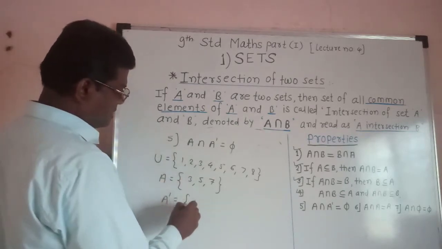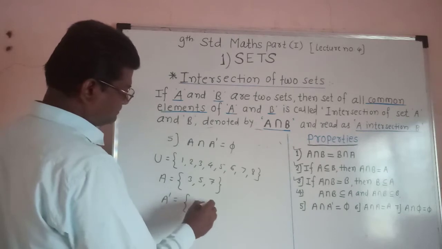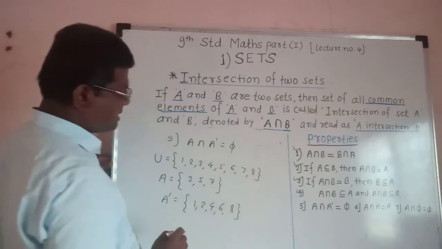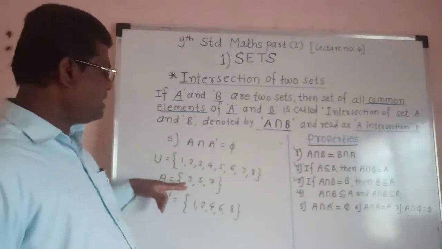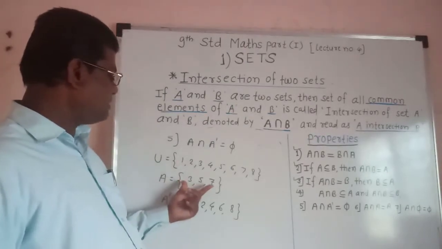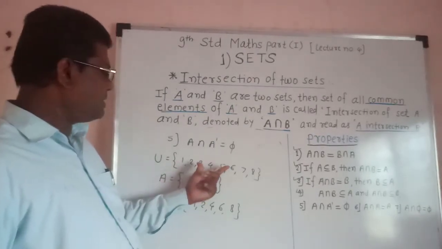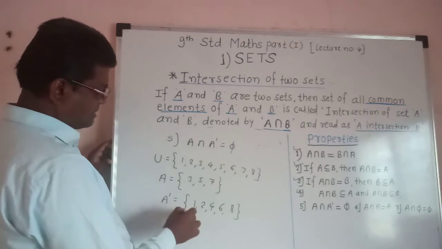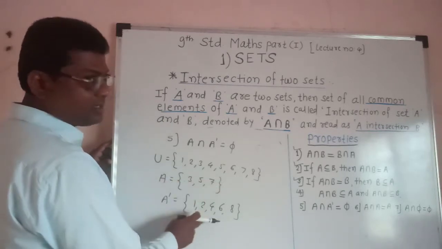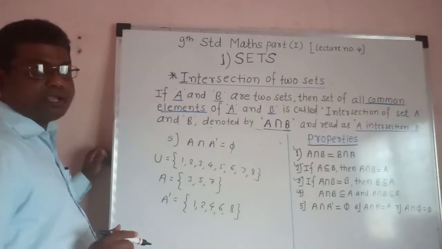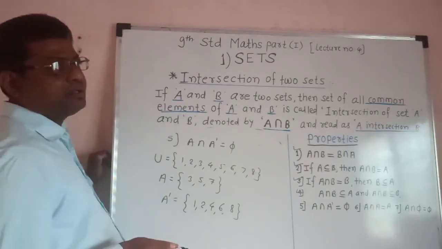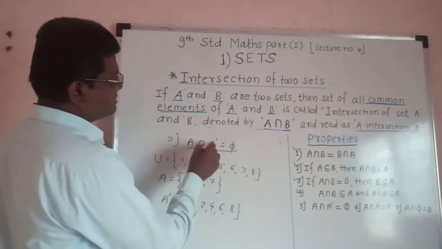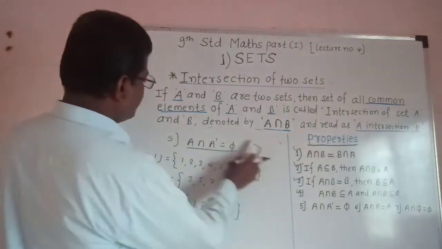from this, 1, 2, 4, 6 and 8. This is A dash. A dash is the complement of A, and that set is the set of elements which are not in A but in U. Now see that in set A and in set A dash there is no common element. Therefore, the set not containing a single element is called an empty set. Therefore, we write A intersection A dash is equal to phi.